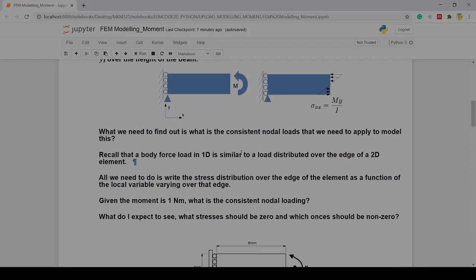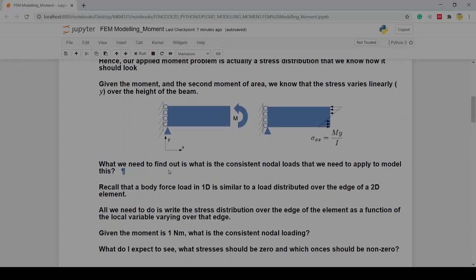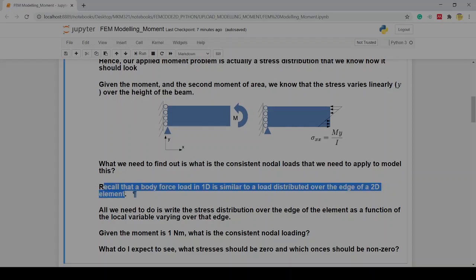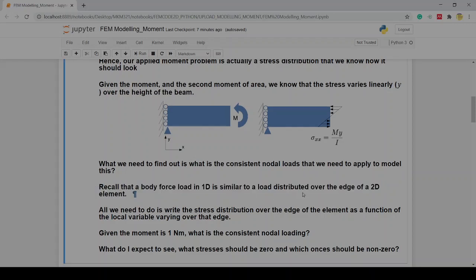Okay, so first off, there's a couple of things that we need to just remind ourselves of. We need to first recall that body force load in 1D is similar to the load distributed over an edge in a 2D element. The implication is that the shape functions that we had for the body force were the N1, N2, N3 shape functions in the 1D case, and then we multiplied by the appropriate body force. And so we had a total body force that we wanted to apply, total newtons that we wanted to apply as a body force over the structure.